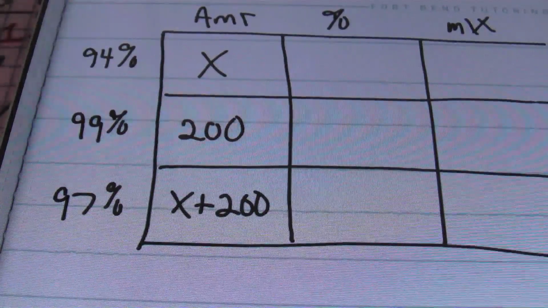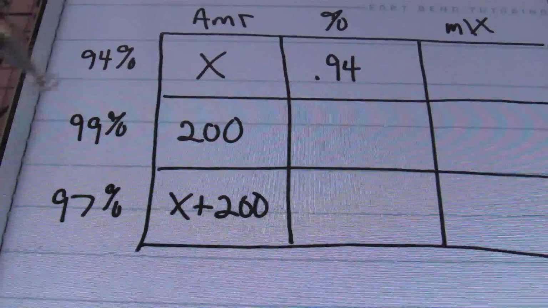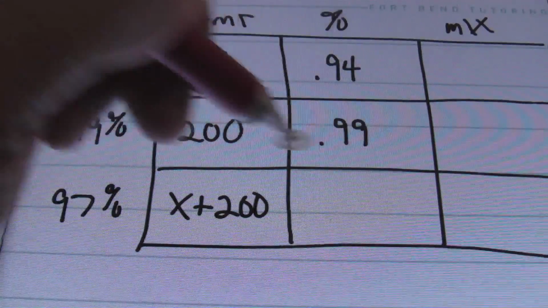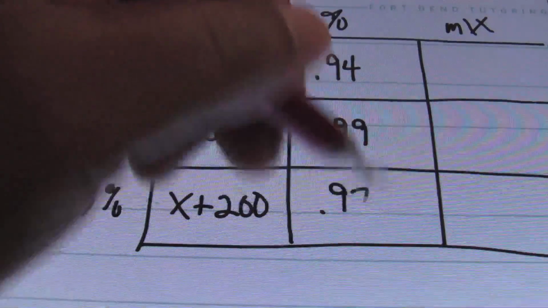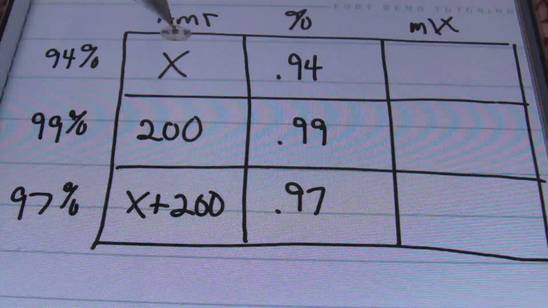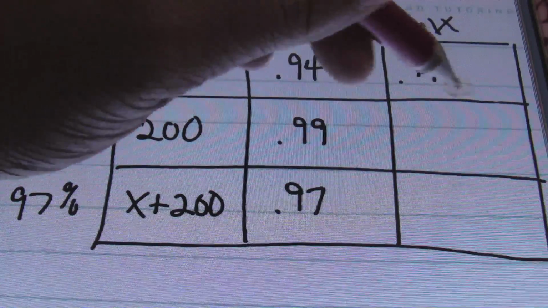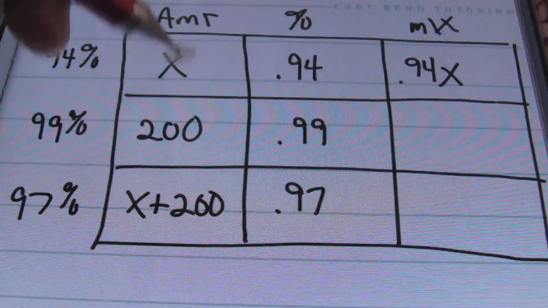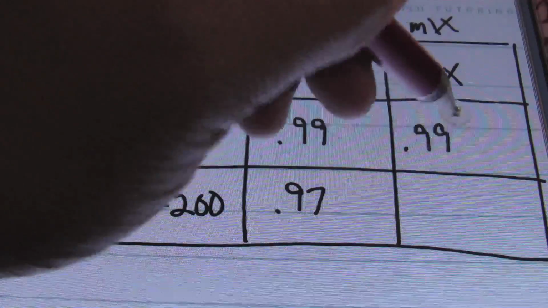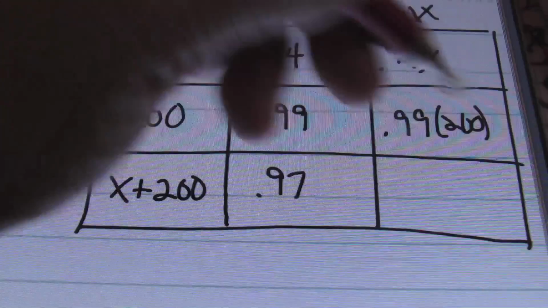We're going to convert all of our percentages into decimals. So 94% is the same thing as 94 hundredths, 99% is going to be 99 hundredths, and 97% is going to be 97 hundredths. Your last column is going to be the result of multiplying column 1 times column 2. So X times 94 hundredths gives me 94 hundredths X, and multiplying 200 times 99 hundredths, I'll put that on pause. All right. Finally, multiplying X plus 200 times 97 hundredths will give me 97 hundredths times X plus 200.